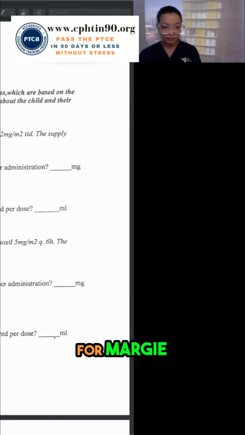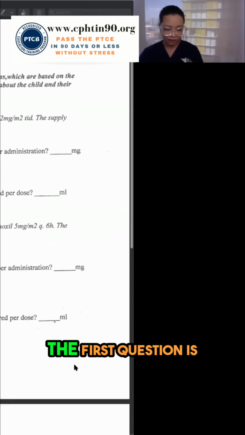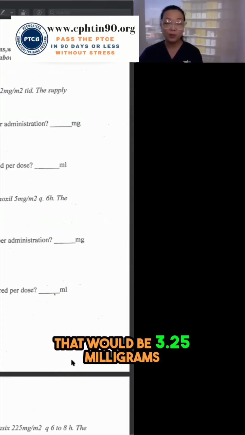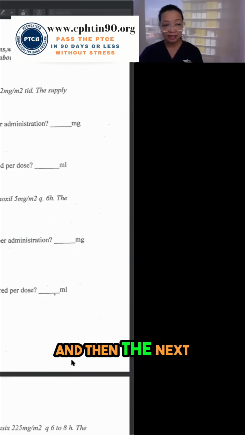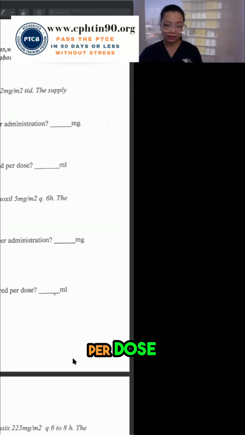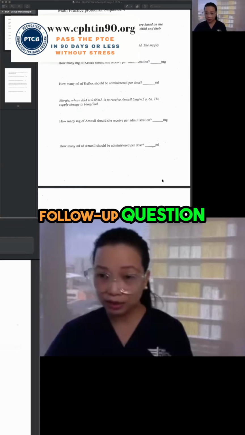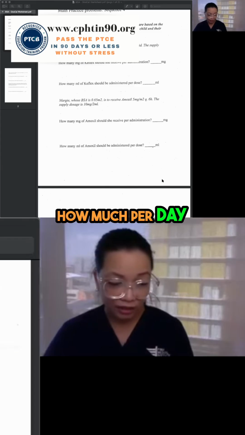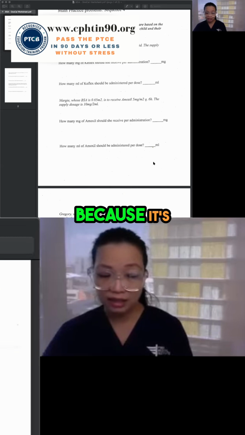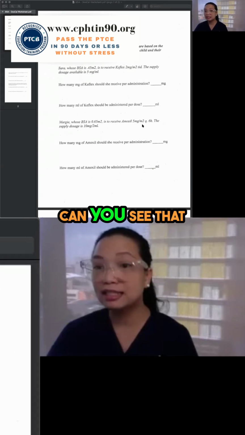For Margie, we covered this as well last Friday. Okay, so Margie, the first question is how many milligrams of amoxil should she receive per administration? That would be 3.25 milligrams. And then the next question would be how many milliliters of amoxil should be administered per dose? That would be 0.65 ml. And if I'm to add a follow-up question of how much per day, you would be multiplying this by 4 because it's Q6H on the prescription.